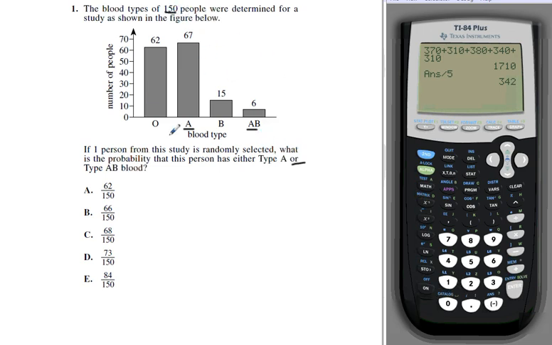This is a straightforward problem. I would do this right when I see it. I also would not use a calculator because the numbers are small enough to where I can do this quickly in my head. 67 plus 6 gives me 73 out of the 150 total, so my answer is D. Okay, so you just have to be comfortable enough with probability that you can do that quickly.